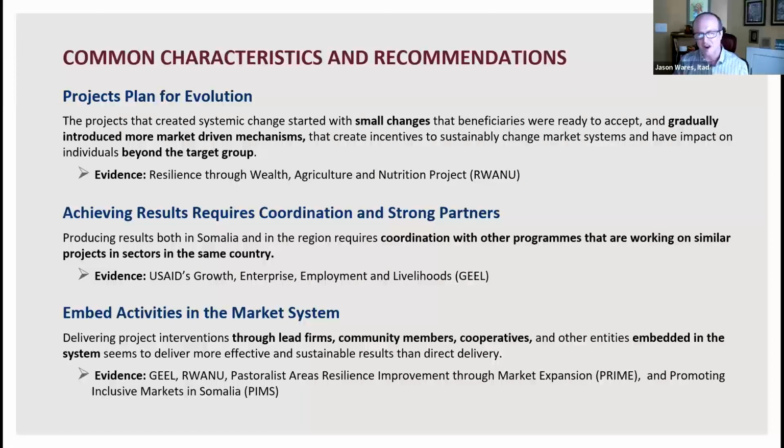So some of the common characteristics and recommendations. Effective projects plan for evolution. The projects that created systemic change started with small changes that beneficiaries were ready to accept and gradually introduced more market-based incentives to change market systems. Evolving can also lead to an impact on individuals beyond the target group. Projects should design initiatives to evolve from incremental change in behavior to systemic change.